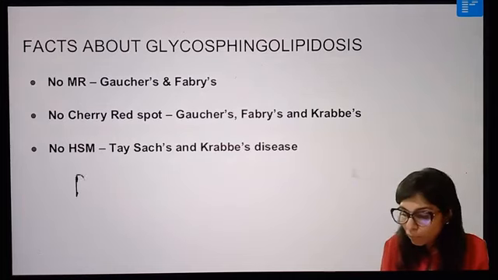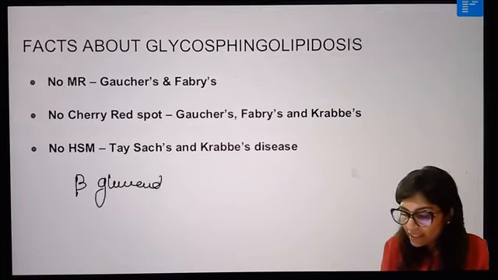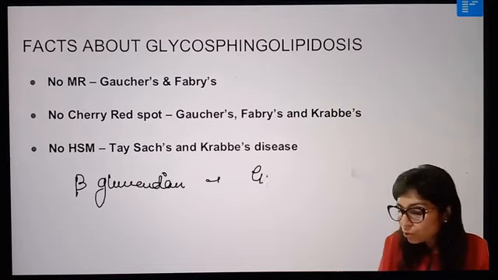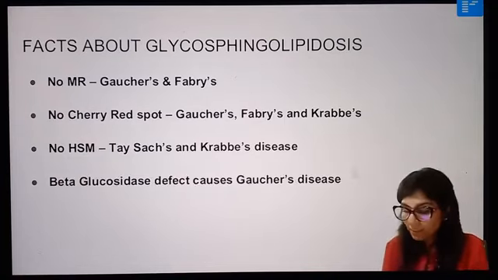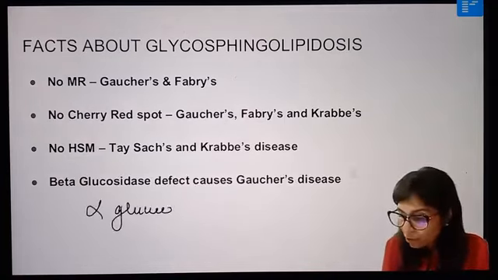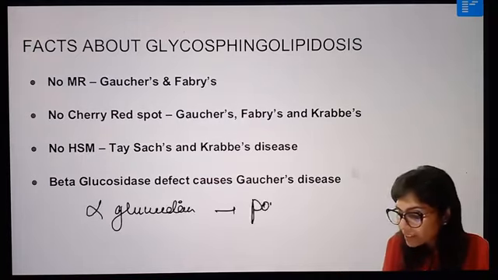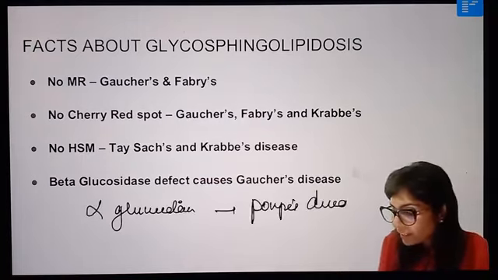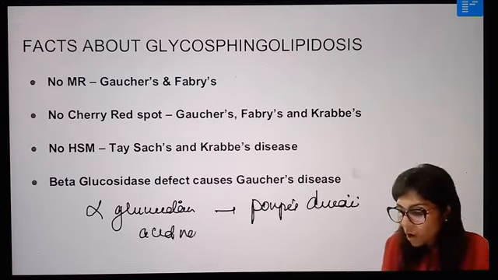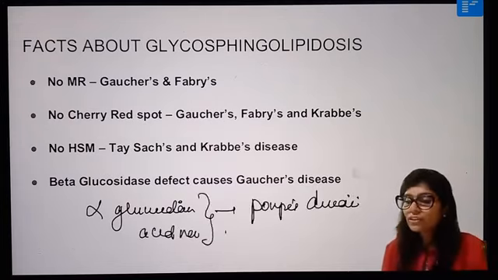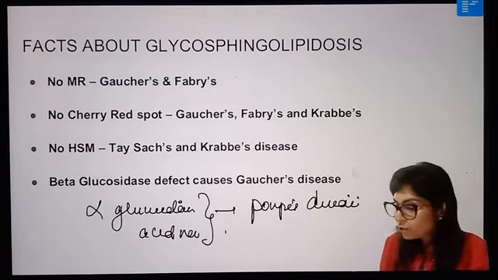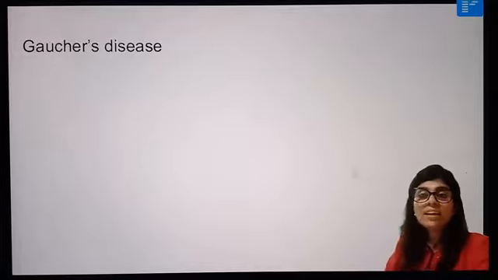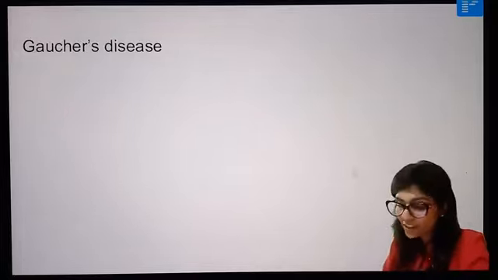Now, one more fact is beta-glucosidase defect. Beta-glucosidase defect causes Gaucher's disease. Okay, beta-glucosidase defect causes Gaucher's disease. Did I tell you that alpha-glucosidase defect causes Pompe's disease? Did we learn that? Acid maltase or alpha-glucosidase defect causes Pompe's, whereas beta-glucosidase defect causes Gaucher's. So Gaucher's disease is something which is repeatedly asked about. I'm going to tell you all about Gaucher's disease.